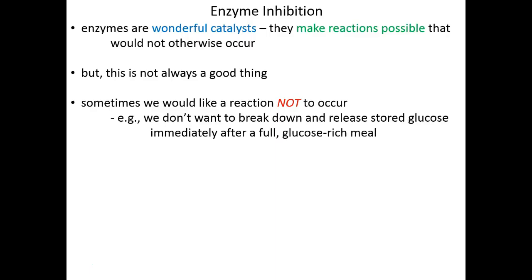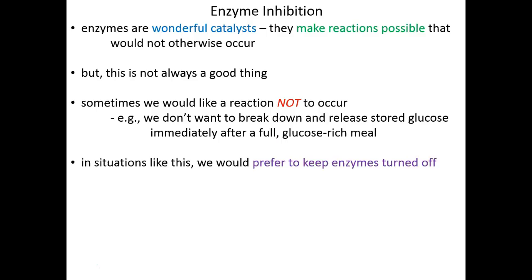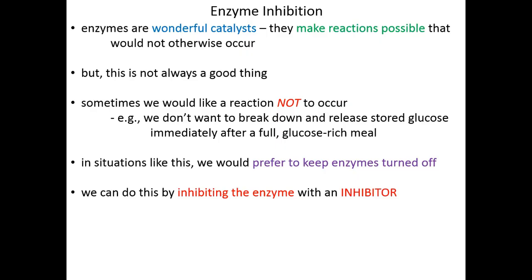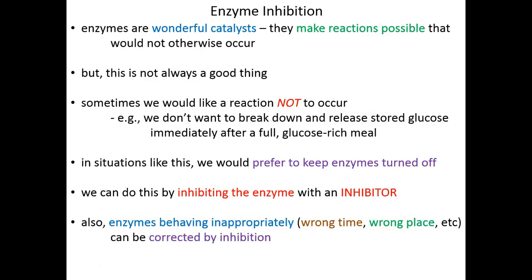In other words, maybe we don't want to break down and release stored glucose immediately after a glucose-rich meal because we already have enough glucose coming in from our diet. It would make more sense there to keep those enzymes off so that we can store that glucose for later when we need it. In situations like this and in many, many others, the cell would certainly prefer to keep enzymes inhibited or turned off. And this is often achieved by using a molecule called an inhibitor.